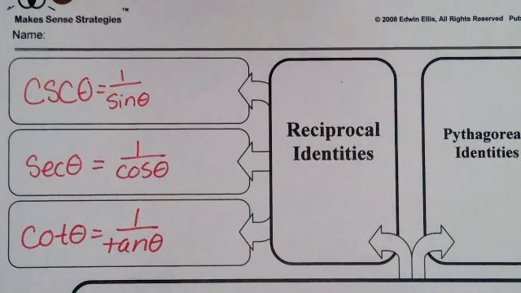So you've got your reciprocal identities, which again, this is not new. Cosecant is 1 over sine. Secant is 1 over cosine. Cotangent is 1 over tangent.